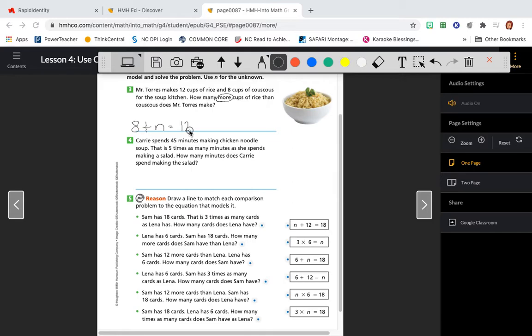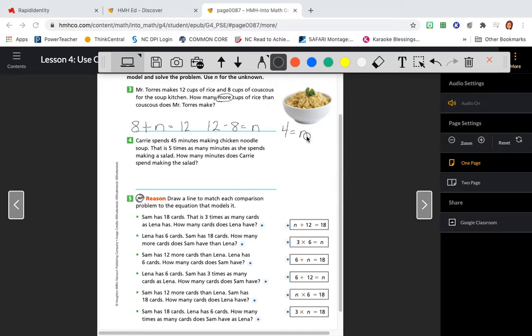So now we're going to use an inverse operation to try to figure that out. So 12 subtract 8 equals n. So what is n, boys and girls? 4. So he makes 4 more cups of rice than couscous.